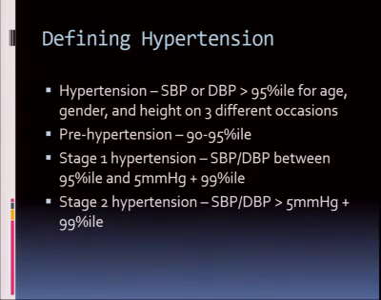This staging is largely from adult literature, indicating that the correlation between the stage of hypertension and the risk of cardiovascular disease matches directly, as you can imagine. So the worse the hypertension, the worse the risk for cardiovascular complications afterwards.